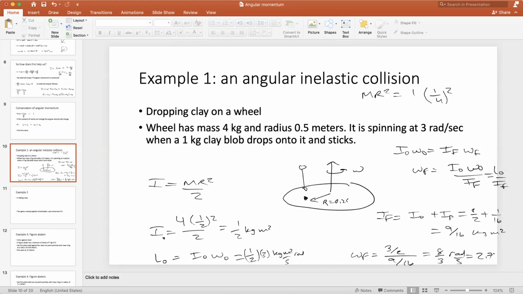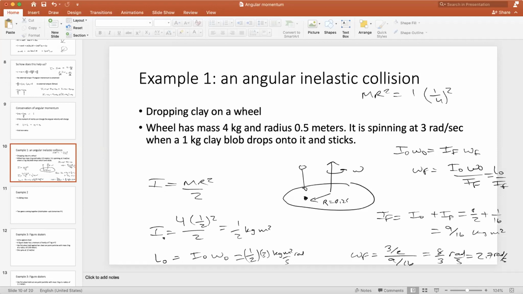And 8/3 is like 2.7. I don't know what it is. I'm not going to put it in my calculator right now, but I know it's like 2.6 or 2.7. Look at what happened. We dropped a piece of clay on a wheel that was already spinning at 3 rads per second, and the mass stuck. So we changed the moment of inertia of the wheel because we added some mass to it off the axis. That caused the wheel to slow down. That actually slowed it down, but its angular momentum was conserved for the whole system.